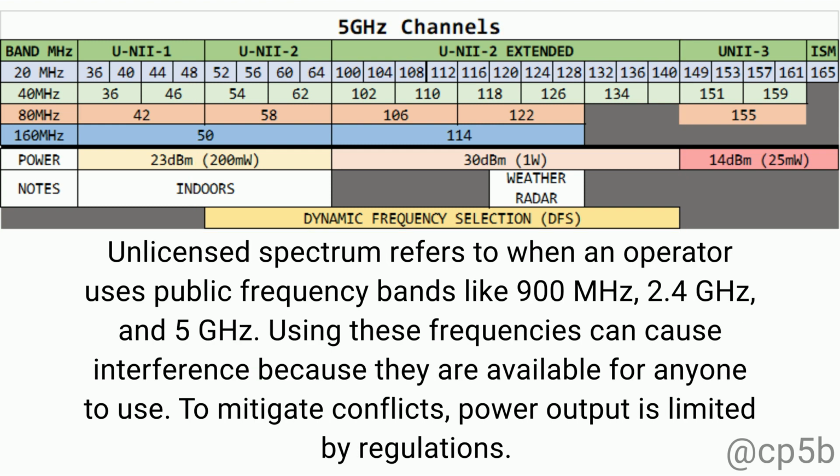Unlicensed spectrum refers to when an operator uses public frequency bands like 900 MHz, 2.4 GHz, and 5 GHz. Using these frequencies can cause interference because they are available for anyone to use. To mitigate conflicts, power output is limited by regulations.